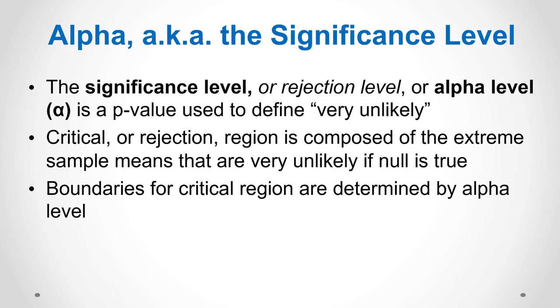The p-value is the probability of finding the observed or more extreme results when the null hypothesis is true. Alpha is a p-value used to define very unlikely outcomes. Alpha is also the probability that you will reject the null hypothesis when it is in fact true. More on this when we discuss decision errors.